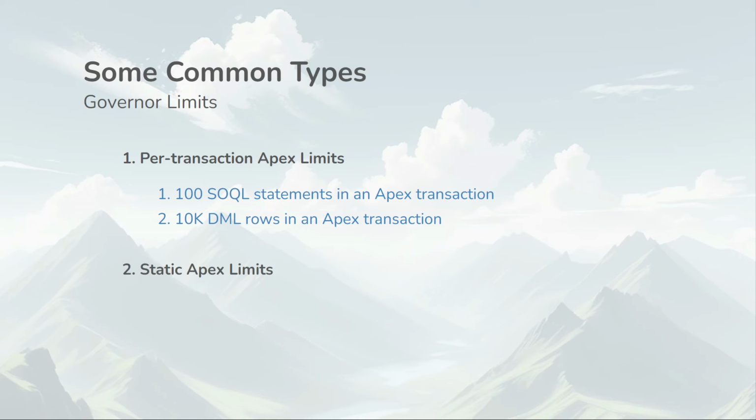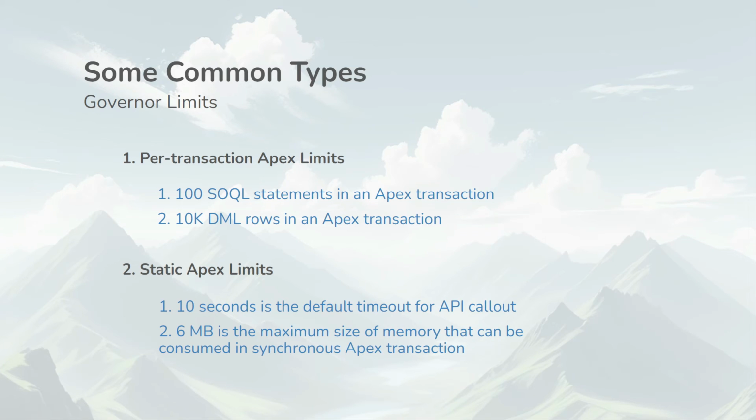rows. The next common type of governor limit is static Apex limit. An example of this is whenever you make an API callout from Apex code, the default timeout limit for that will be 10 seconds. And in an Apex transaction, you can use a maximum of 6 MB of memory for all the resources that you will collect in the Apex code.